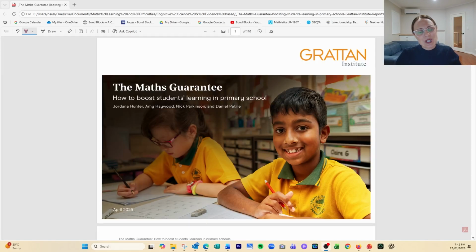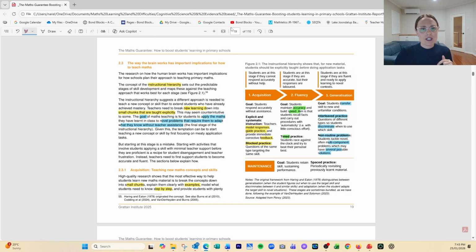Another reason I've really wanted to overhaul the word questions is to incorporate what I've learned over the last couple of years about all the new information that's coming out about the science of learning, things like cognitive load theory and instructional hierarchy. If you want to learn a little bit about that, I really like the 2025 Grattan report that came out. If you go to page 19, there's a nice little summary of the instructional hierarchy. This is what I've used to base the planner for the word questions on.